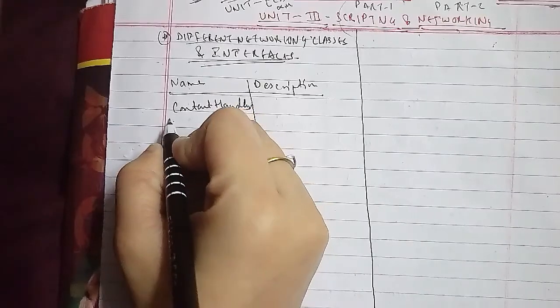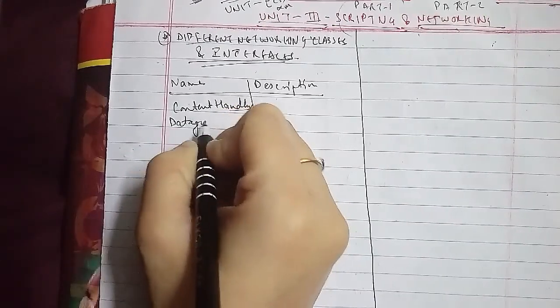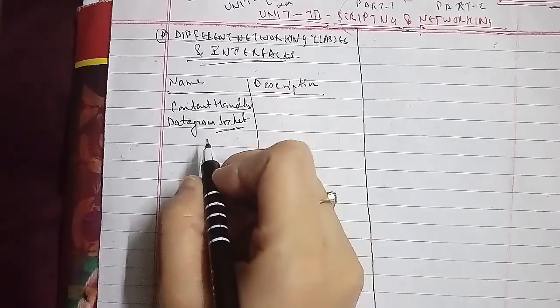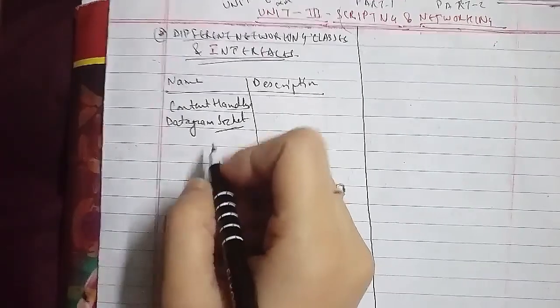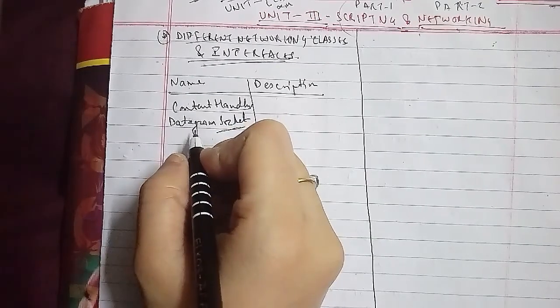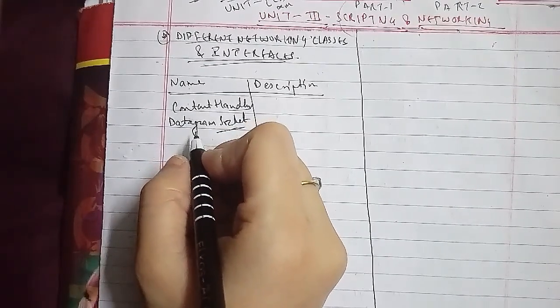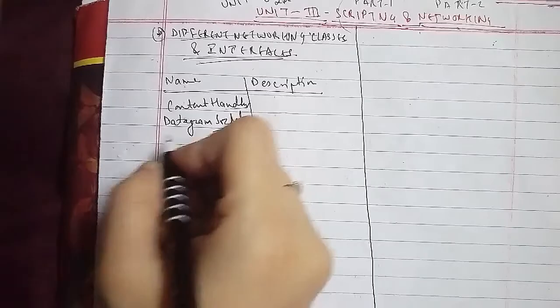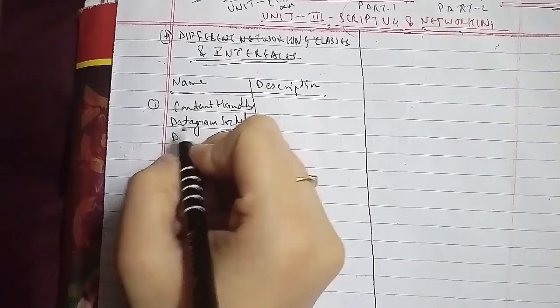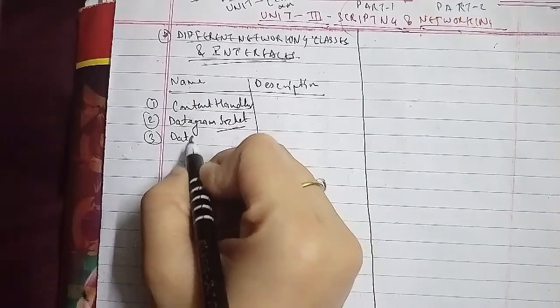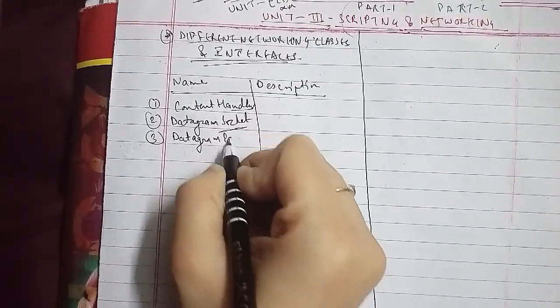DatagramSocket: this class represents the datagram socket, that is, a UDP socket. Now we will go ahead with another one. You have to just write all the descriptions here so that you will get it in an easy way, and you will be able to write it down while making notes. The third we have is DatagramPacket. So the first is ContentHandler, second is DatagramSocket, third is DatagramPacket. In DatagramPacket, this class represents the datagram packet, that is, a UDP packet for containing the data.